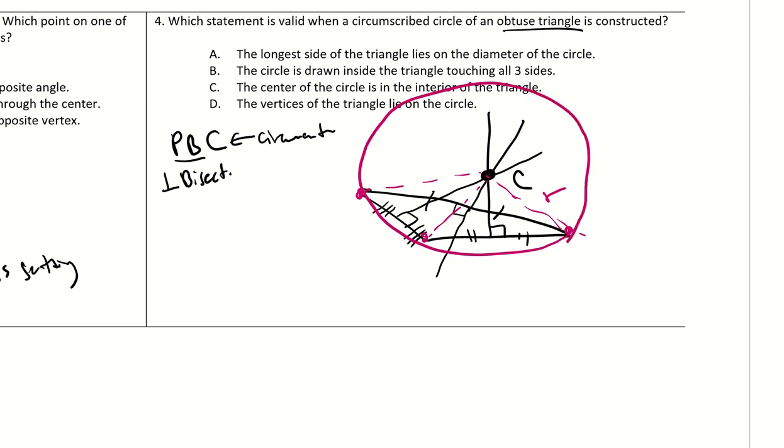And so then you can draw your circle with that radius. And so let's go ahead and answer the question. The longest side of the triangle lies on the diameter of the circle. No, that's a chord. The longest side of the triangle is actually a chord of the circle, but it's not necessarily the diameter. The circle is drawn inside the triangle. No, the circle is outside the triangle. The center of the circle is in the interior. No, it's on the outside. The vertices of the triangle lie on the circle. Yes, the vertices lie on the circle itself. So the answer is D.